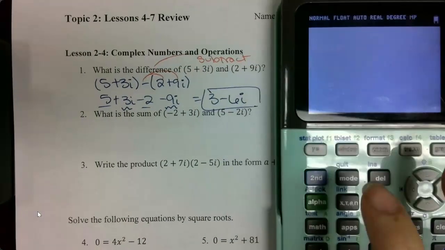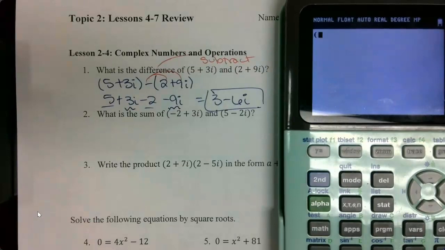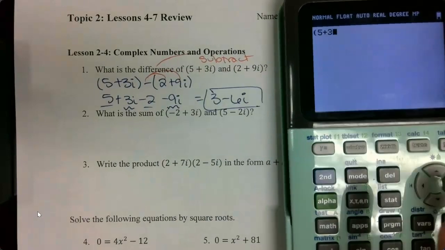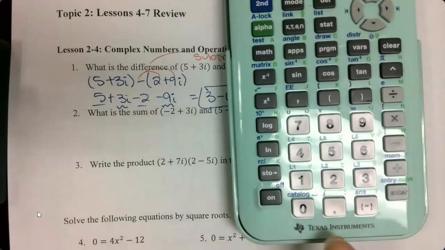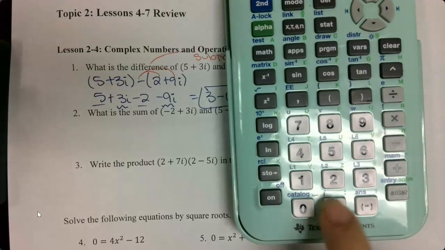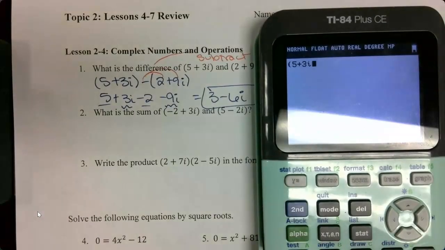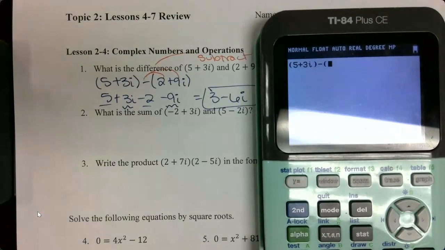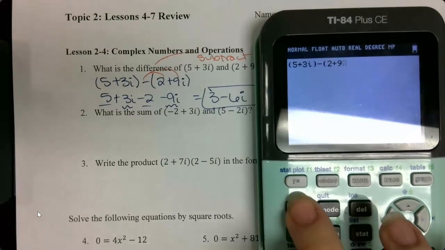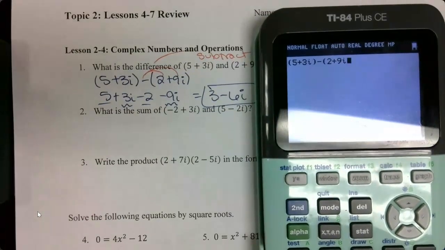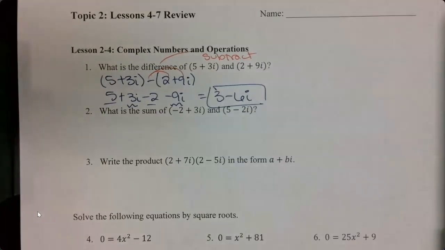If I was doing this on my calculator, I just go type it in. I have 5 plus 3. And then to get i, I press second, and then the decimal has this tiny blue i above it. Then I close off my parentheses, minus 2 plus 9i. Close off those parentheses. And my calculator will give me 3 minus 6i, which is what I got.